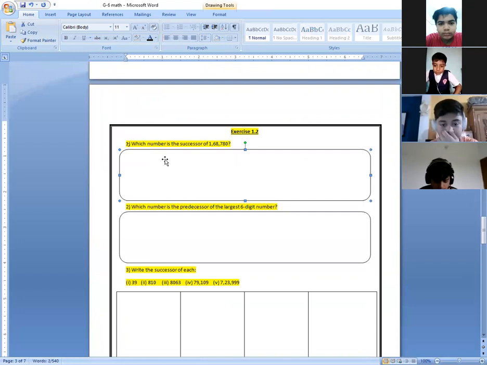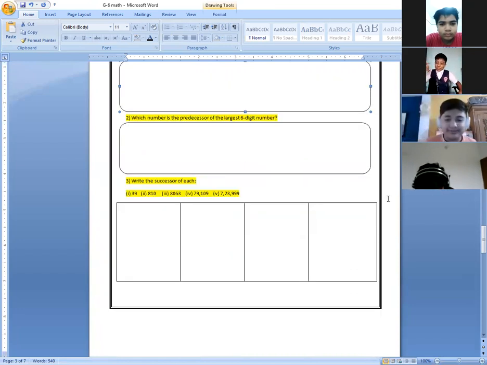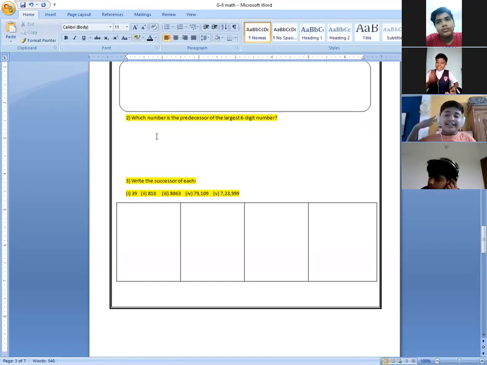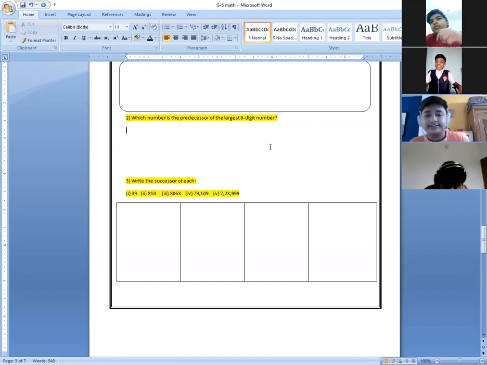Here, which number is very easy? Very easy. 1,68,781. Which number is the largest 6 digit number? That's a 6 digit number. So it will be 99,998. Okay.